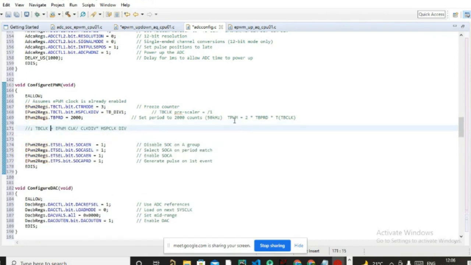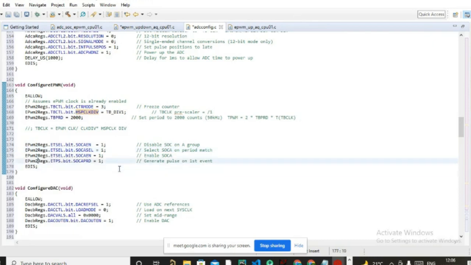This is how you select the frequency of your start of conversion signal, which will decide the sampling frequency of your signal. Okay. Then you are selecting that SOC to generate on period match. Period match in the sense whenever your counter reaches the period, your pulse will be turning on from 0 to period, and after that it will get reset. Okay. It means that.